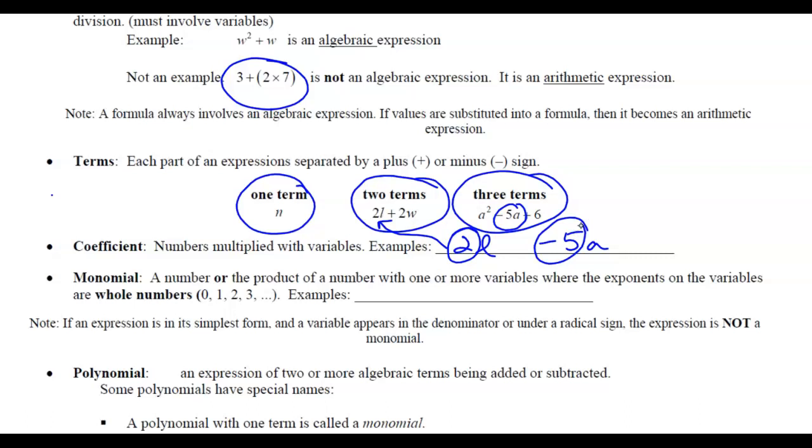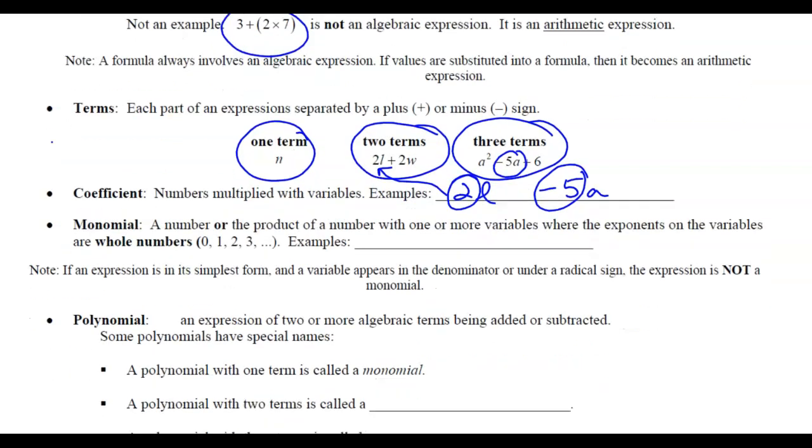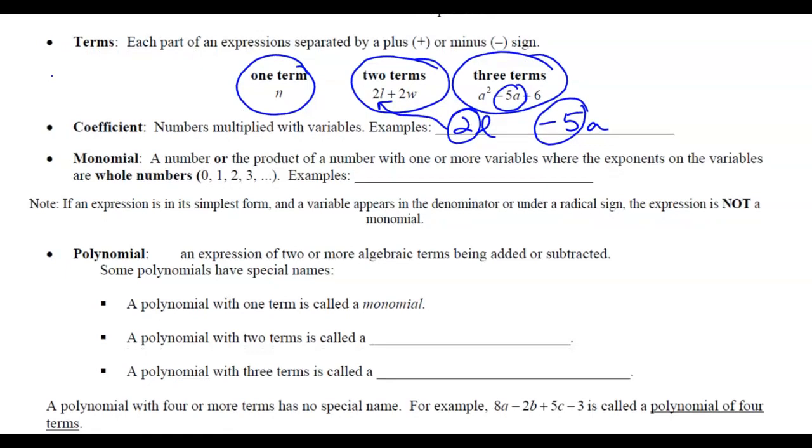A monomial is one term, doesn't have any adding or subtracting. So it's a number or the product of a number with one or more variables, where the exponents on the variables are whole numbers. So basically a monomial is a particular word used to describe one term of a polynomial. Polynomial, poly means many, okay? And so a polynomial means it has many terms.